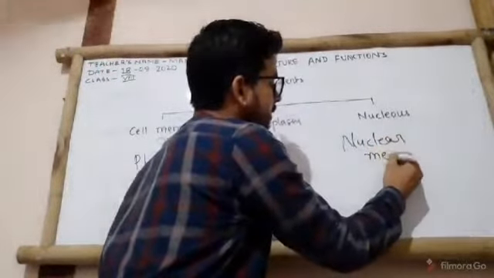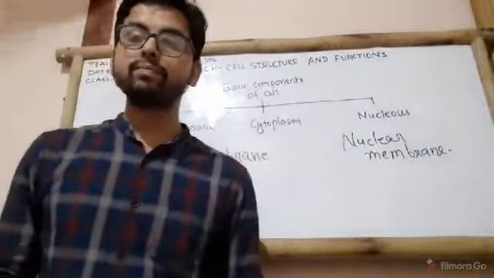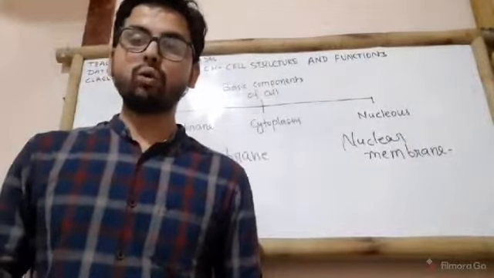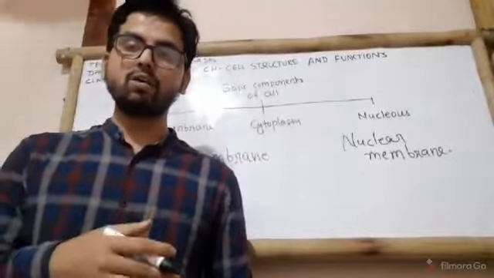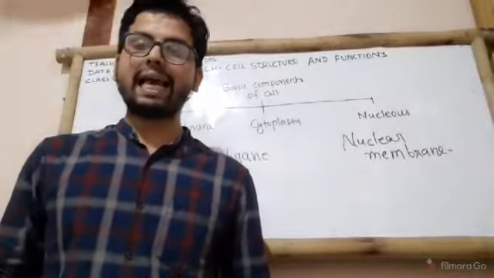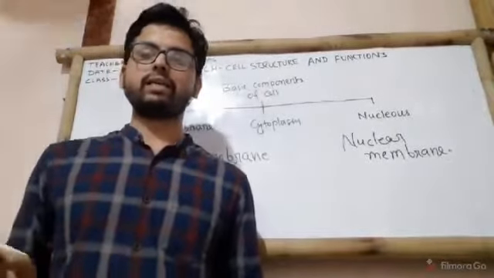nuclear membrane. So what is the nuclear membrane? It is the covering of the nucleus which separates the nucleus from the cytoplasm. It is porous and allows the cytoplasm and nucleus to exchange material.